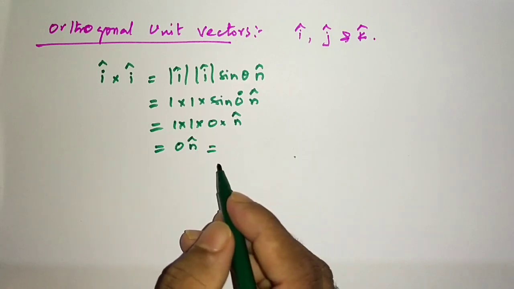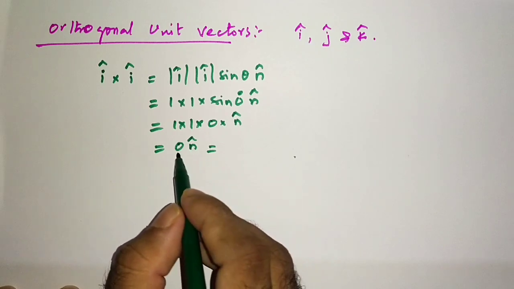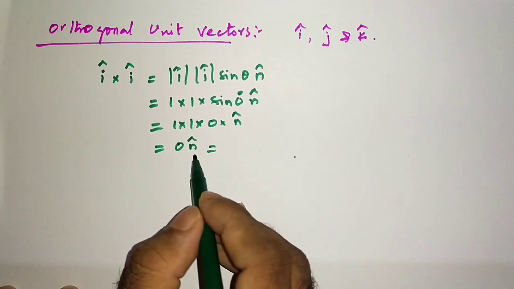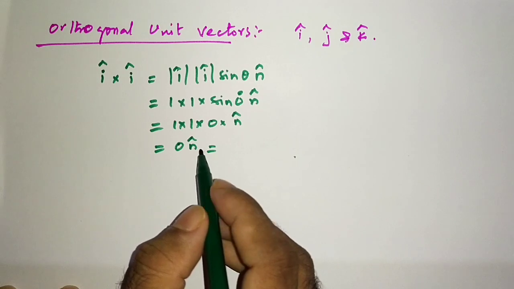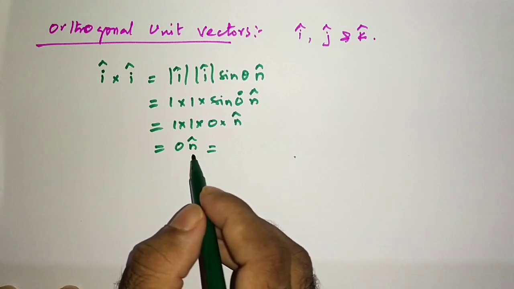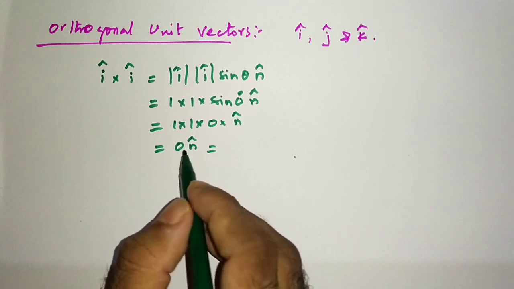You will be getting 0 into n cap. What does it mean? The magnitude is 0, but it has a direction. Which vector is this? Yes, we can call it a null vector or zero vector. Then what could be its direction, sir?